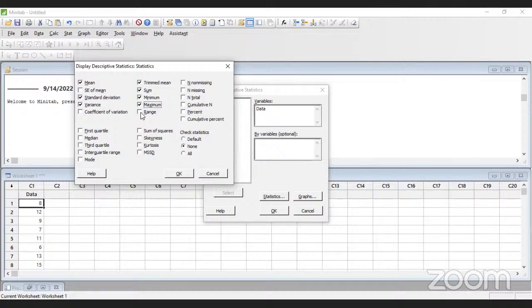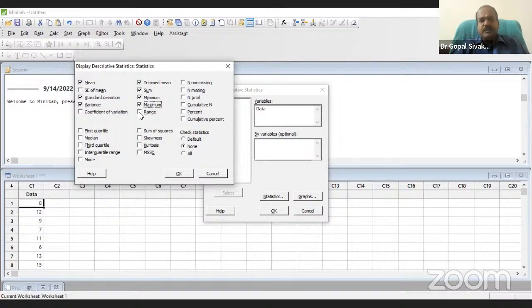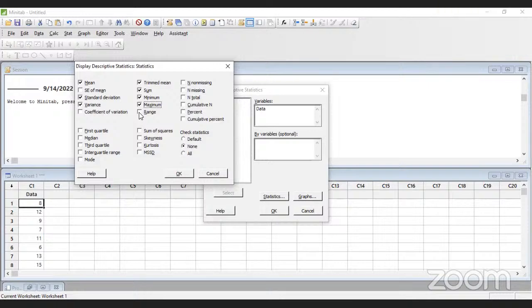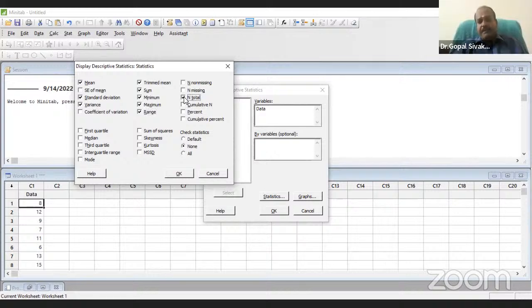Range, all of you, do you know range? What is range? The difference between maximum and minimum. So range is known. And n means total number of data. Median, just now we discussed, am I right? So I tick the median. Then you have first quartile, third quartile, then interquartile range. Mode you have. Okay, I think this many is enough right now, for the initial stages.